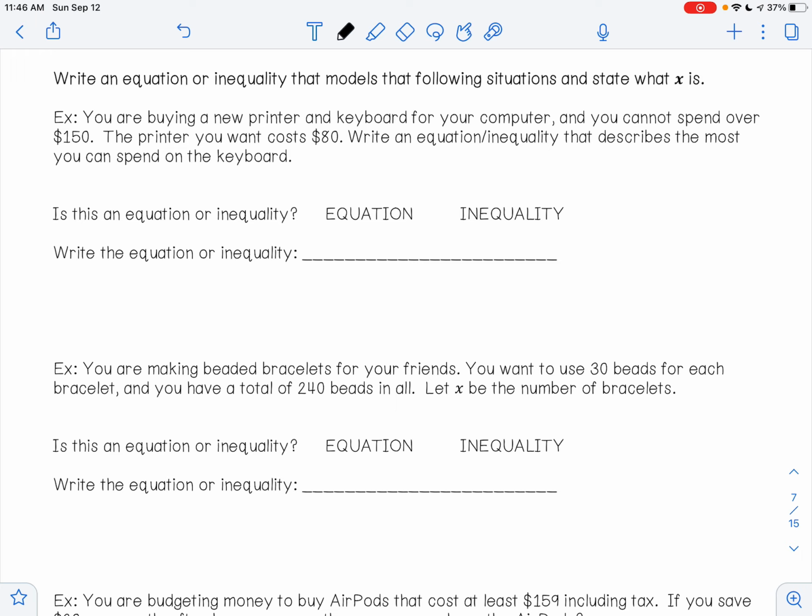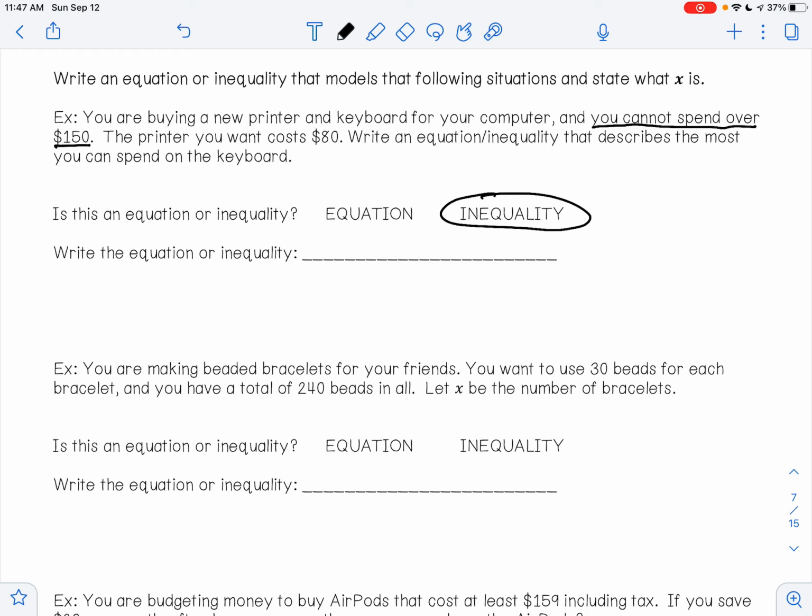The first thing that this is asking us, is this an equation or is it an inequality? The key phrase that tells me that this is an inequality is right here. You cannot spend over $150. That tells me that I can spend $150, but I don't have to spend $150. I could spend less than $150. So this is an inequality.